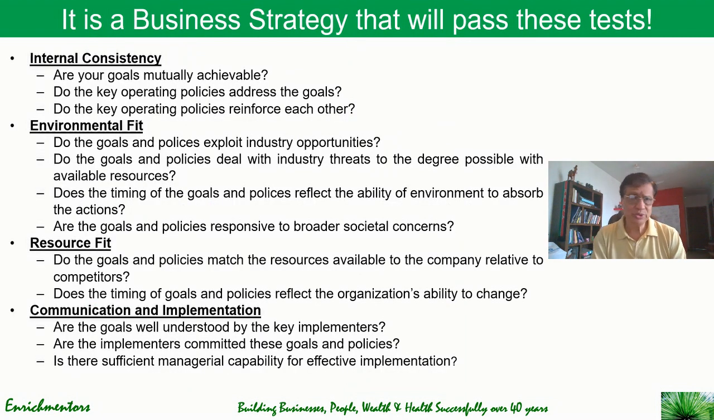And you can test, as we saw, whether you have a winning business strategy if you pass these four tests. These are the tests of internal consistency, environmental fit, resource fit, and communication and implementation. And if you answer these questions as you see on your screen, which I'm not going to read out for you, then you say, yes, I have a winning business strategy. And we saw that as an example of Johnson and Johnson, where the Johnson and Johnson consumer business has a winning business strategy, right?